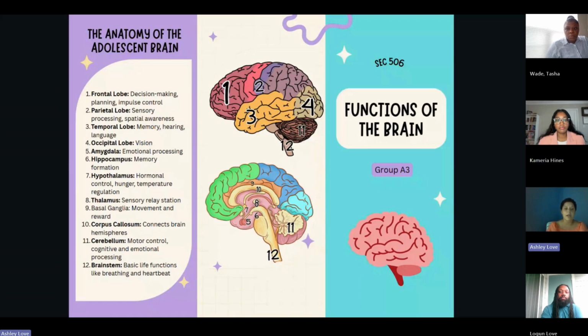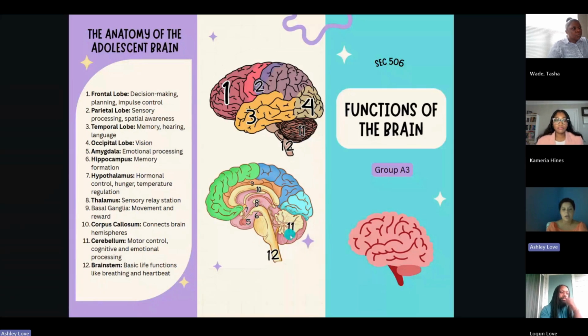And then 9, so on the image that I found, there was no in-depth view of cutting the brain truly in the middle. So 9 is technically right under 10, which is the yellow U shape. So 9 is underneath that, which is the basal ganglia. That's movement. 10, where's 10 again, right here, the corpus callosum connects the brain hemispheres.